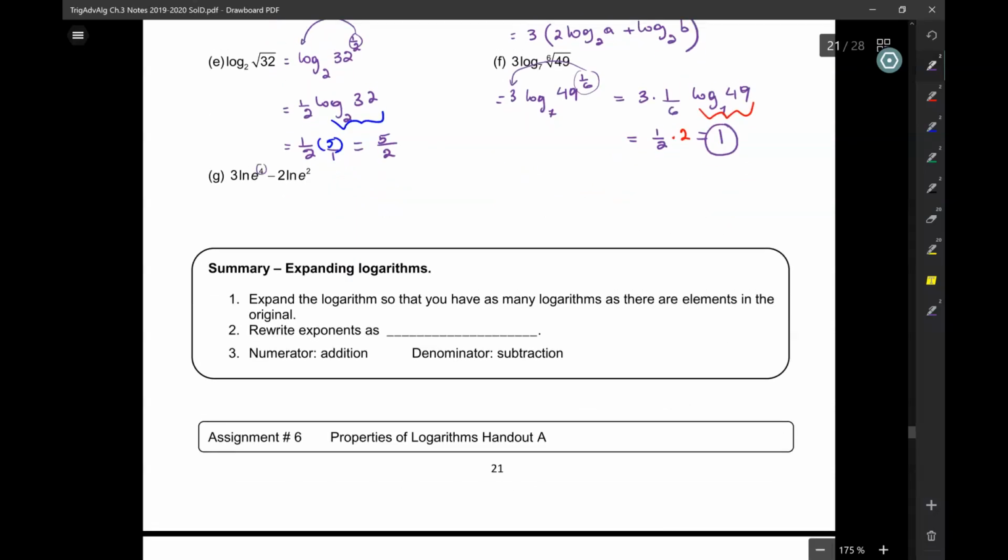What's going to happen here? 4 comes down. So I have 4 times 3 ln of e minus 2 comes down. 2 times 2 ln of e. So this is 12. But what's ln of e? 1. Minus 4. 1. So that's just 8.